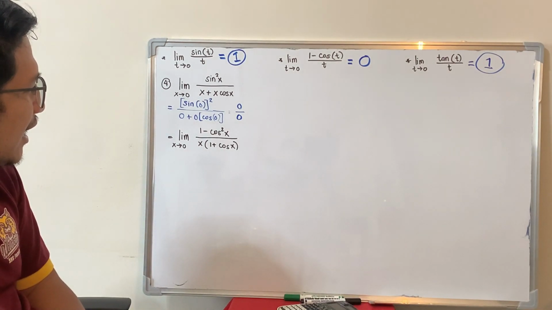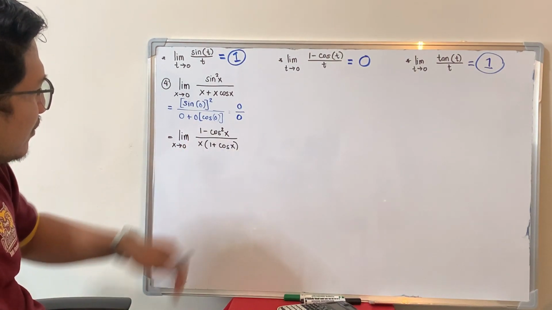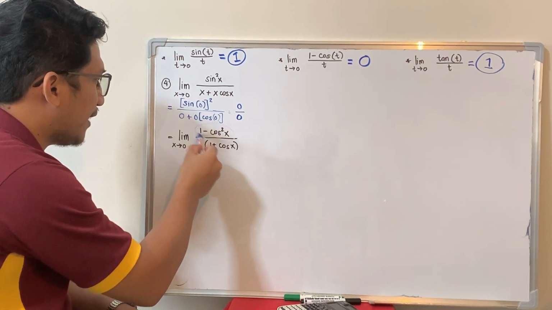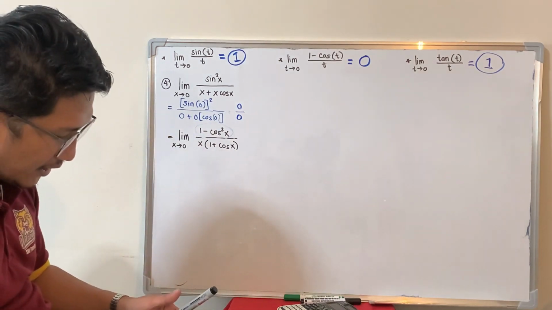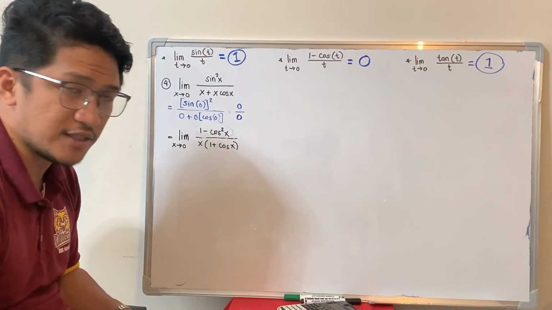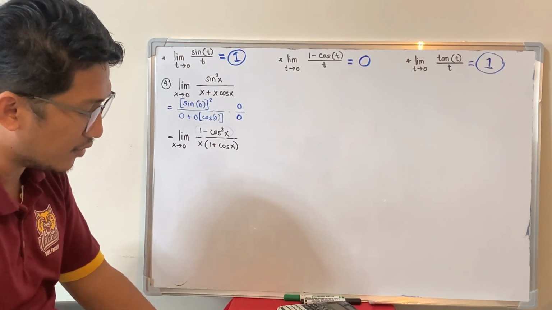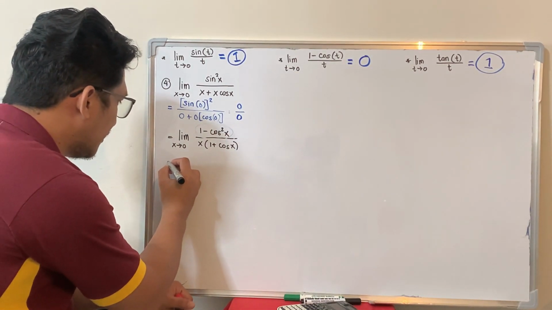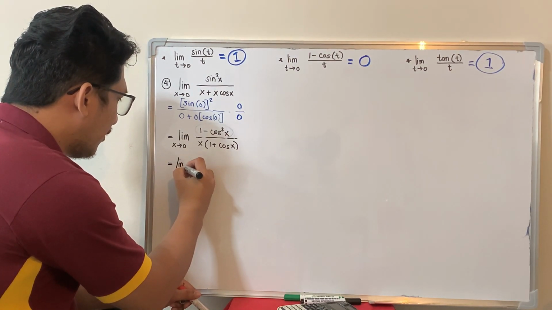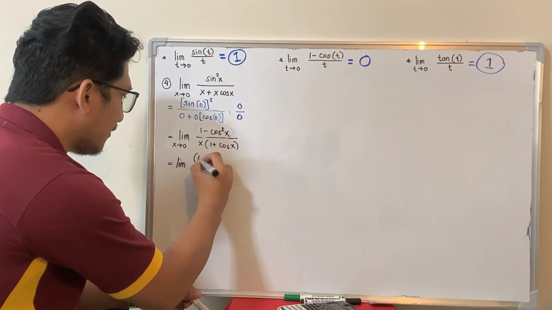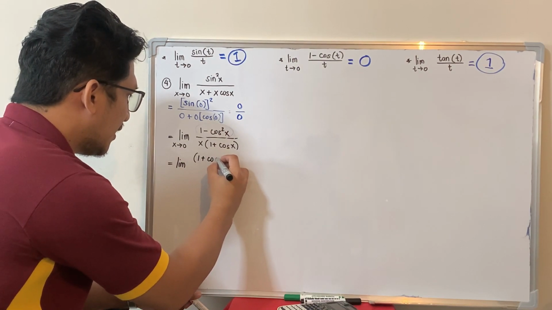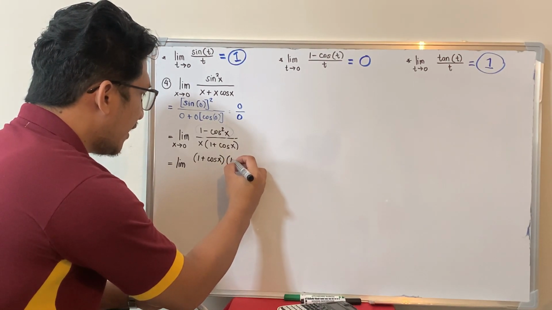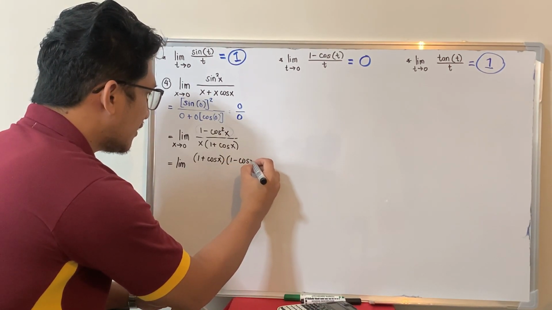But what I noticed is that this is still factorable, and one of its factors is this one. Guys, it takes maturity and experience for you to see things right away. If you have enough experience, you must have seen this already. The factors are 1 plus cosine x and 1 minus cosine x.